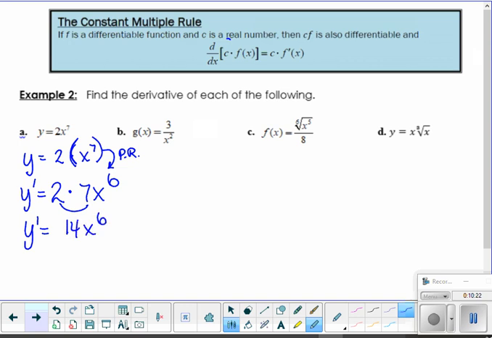Would I need to show all these steps? No. You know, as you get faster, you're just going to say, oh, that's 2 times 7, and then reduce the power by 1 and get 14x to the 6th all in one step. But for right now, you're learning these rules. Take it one step at a time, understand how each step leads us to the derivative.